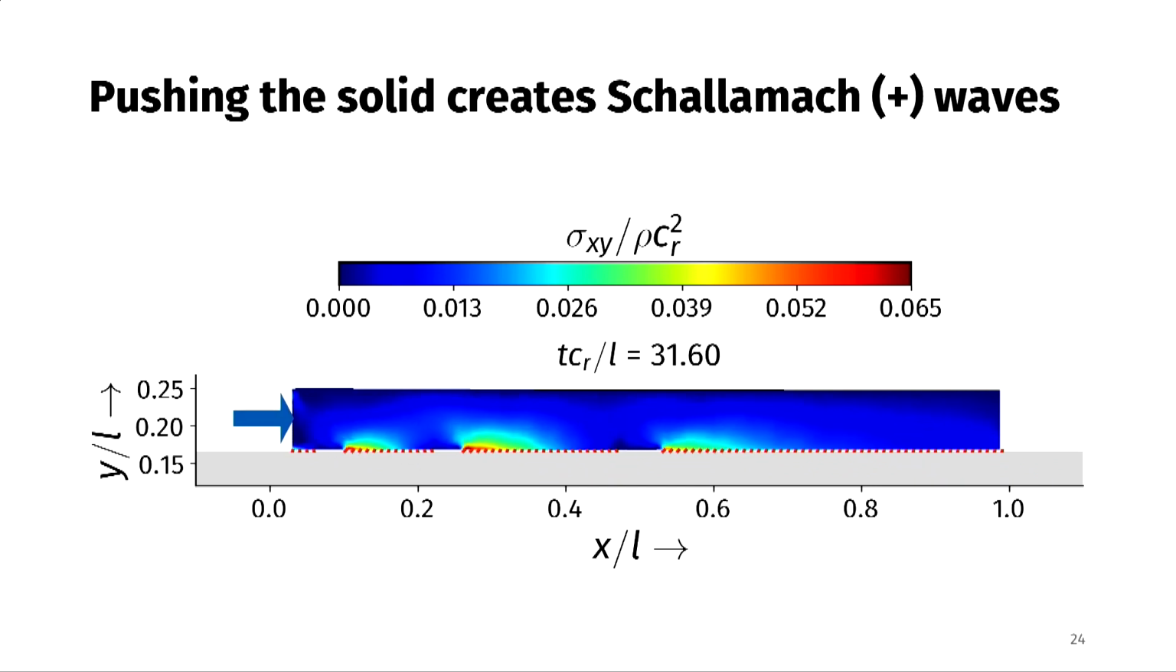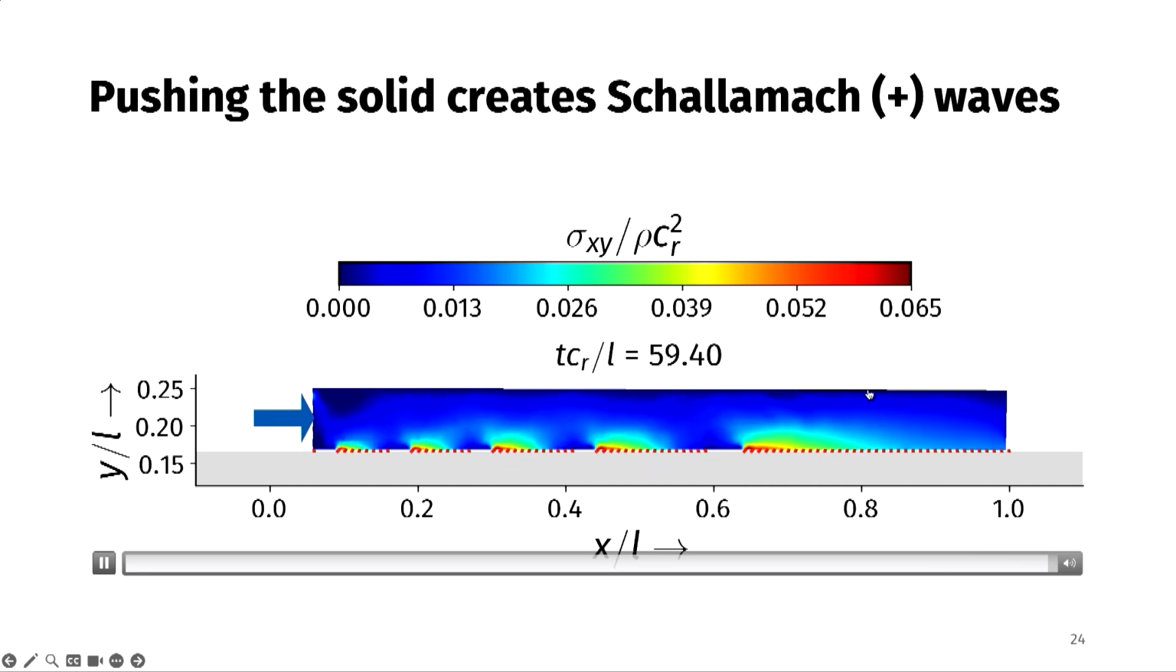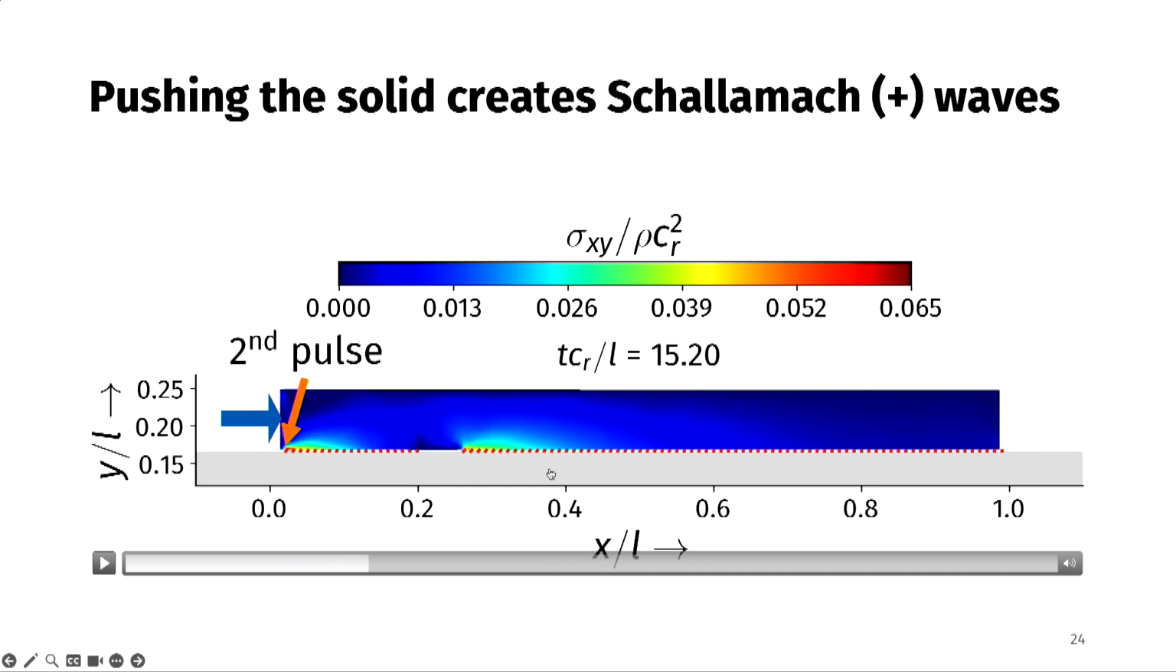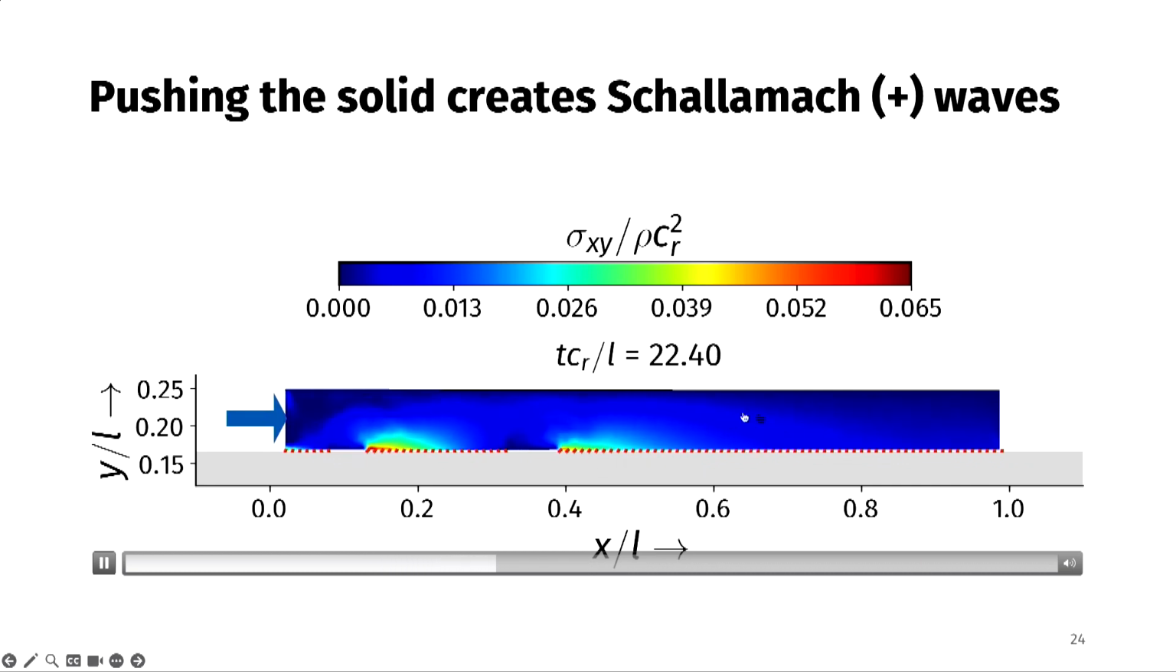And this continues. So you have the sequence of pulses that form and keep going from left to right. Okay, and time is non-dimensionalized using the Rayleigh wave speed. You can see that the propagation time is really small, 15 CR by L. CR by L tells you how long it will take for a Rayleigh wave to go through the interface, and this is much, much lesser than that because it reaches the other end only at t CR by L of 50 almost.